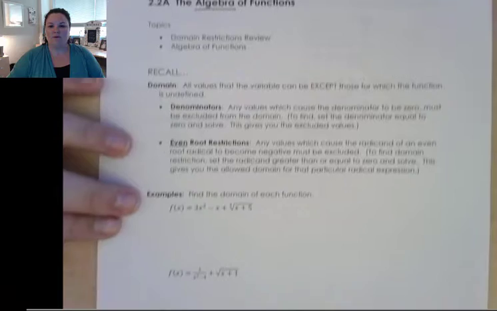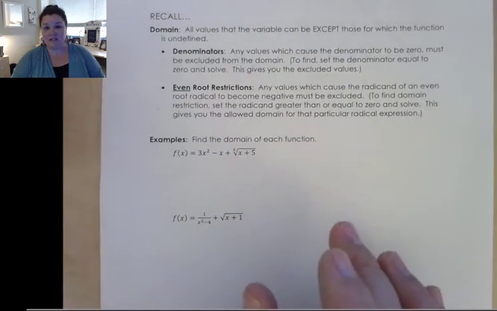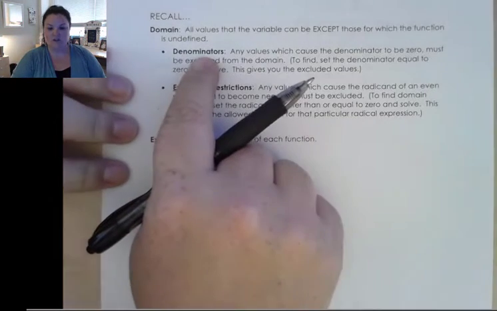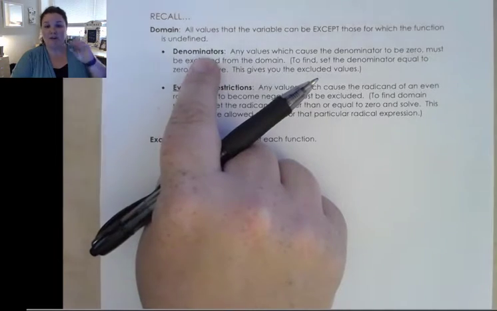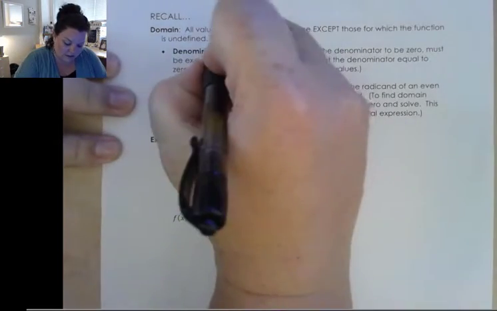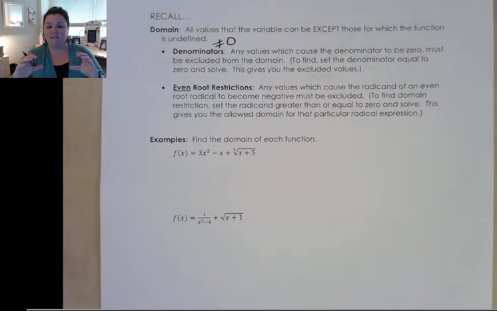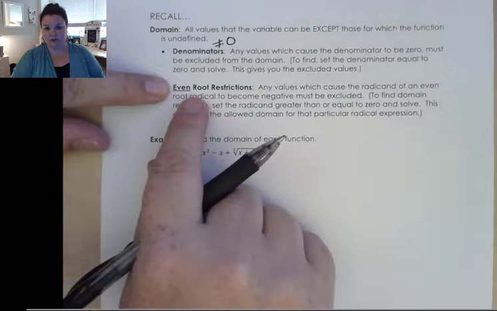All right, so if you will recall, when we talk about domain and domain issues in this class, really there's only two types that we're looking for. One is for denominators, right? If we have rational expressions where there's variables in the denominators, our denominators cannot equal 0. So if there happens to be a denominator, we just set it equal to 0 to figure out what x can't be, right? The other issue that we have is even root restrictions.